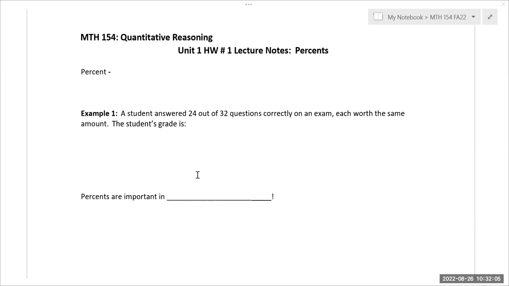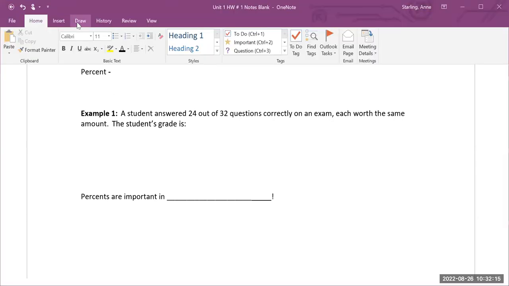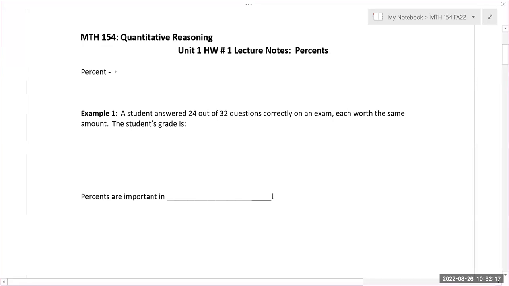So as you look at the notes, you would start to brainstorm, well, what do I know about a percent when I see the word? And something that comes to mind, especially when we're looking at translating words into math, is that we have this word per and cent. So per means division and cent means 100. So this is per 100.